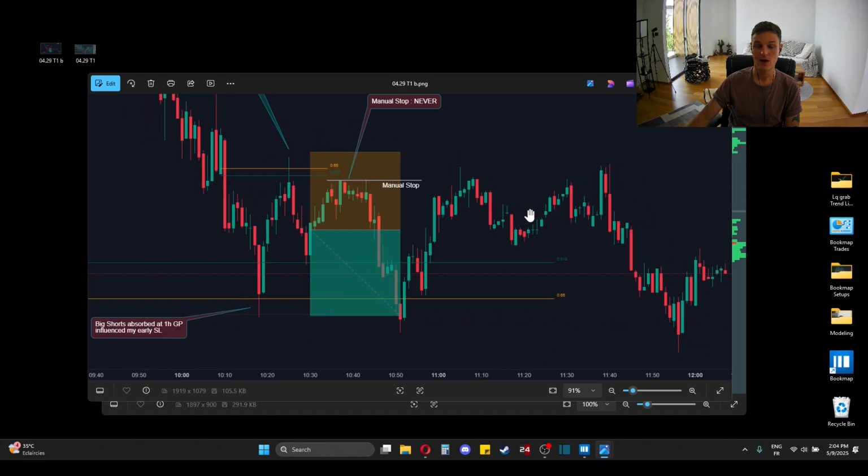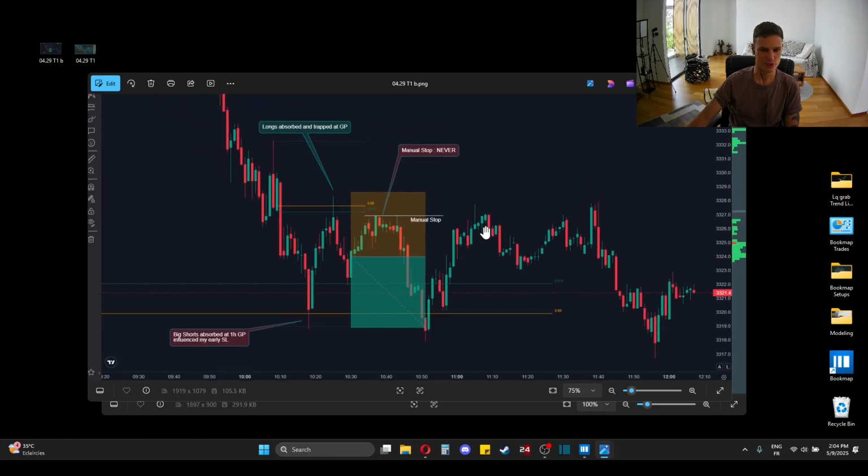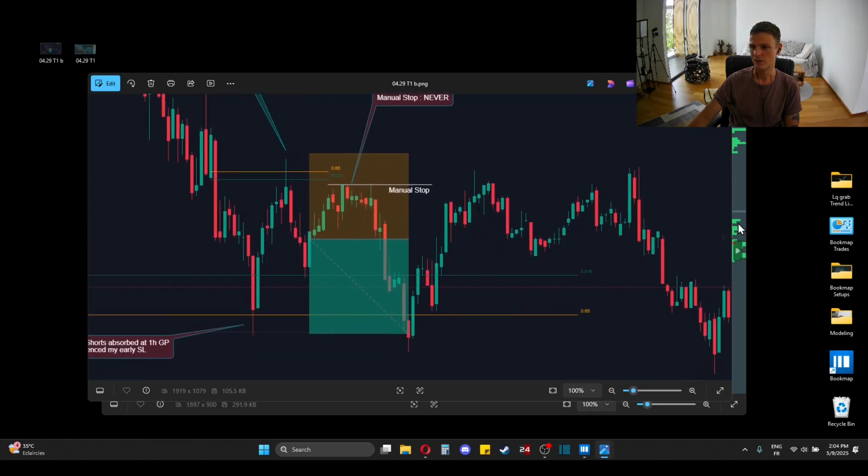Look at that. Oh, that's interesting. So that's a mistake. That's a beautiful mistake. I'm glad I can show you that example. So that's not a Bookmap analysis mistake. It's a lack of confidence mistake, and it's a lack of patience.